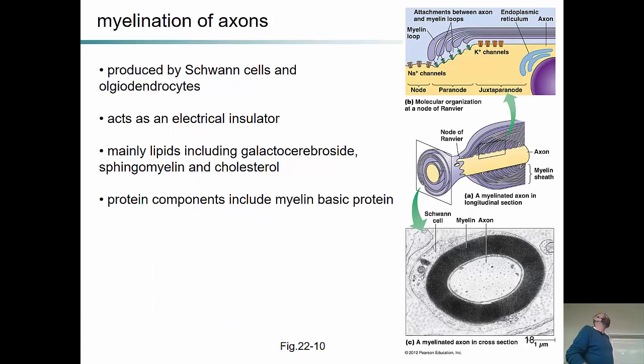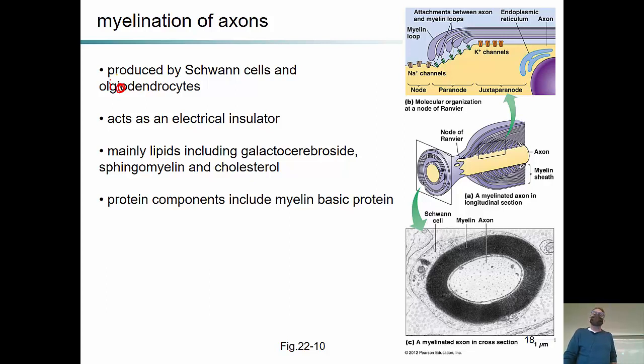The axons themselves are what we call myelinated, okay? And this myelination is the product of two types of cells, the Schwann cells and the oligodendrocytes, which I think I have misspelled on your slides as oligodendrites. So you might want to make sure they're called oligodendrocytes. And for these, we have Schwann cells in the peripheral nervous system and oligodendrocytes in the central nervous system.